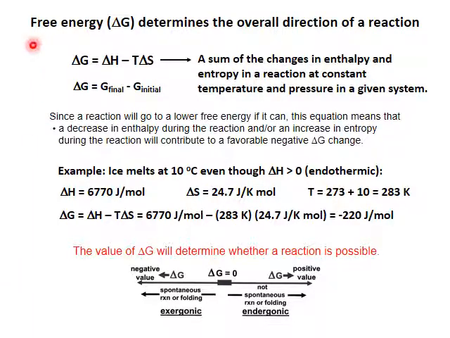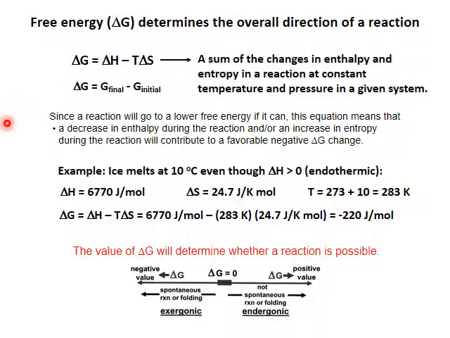Now we're going to introduce the concept of free energy, delta G, and how this determines the overall direction of a reaction. So delta G, the free energy, can be shown to be a combination of enthalpy and entropy by the following equation: delta G equals delta H minus T delta S. Notice that the entropy term has a temperature dependence. Just like we did for the enthalpy and entropy, the delta G can also be determined based on the difference between the final minus the initial state. So for any given biochemical reaction to go to a lower free energy, if it can, the combination of the enthalpy and the entropy must be combined to give a negative delta G value.